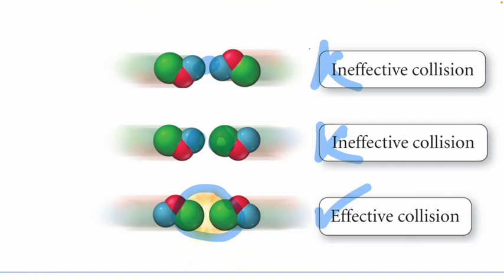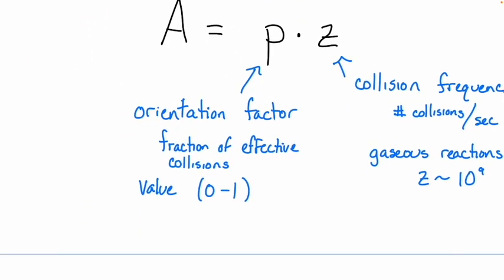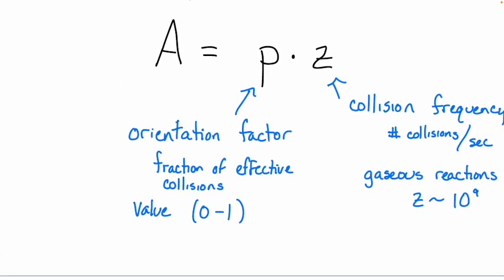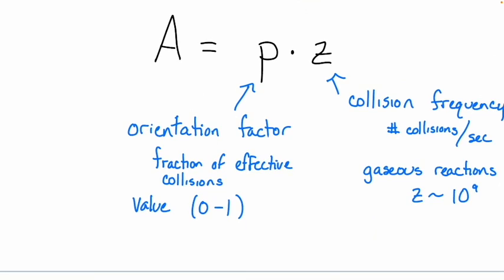So the bottom line is there's only a small subset of collisions that are going to be effective collisions, that are going to lead to product. And that measure of what fraction of collisions are effective, that's what we call the orientation factor. All right, so what fraction of these collisions actually lead to product? So those are our two components for A. Both how many collisions happen in a given unit of time, but then what fraction of those collisions actually lead to product. Those are our two components here.